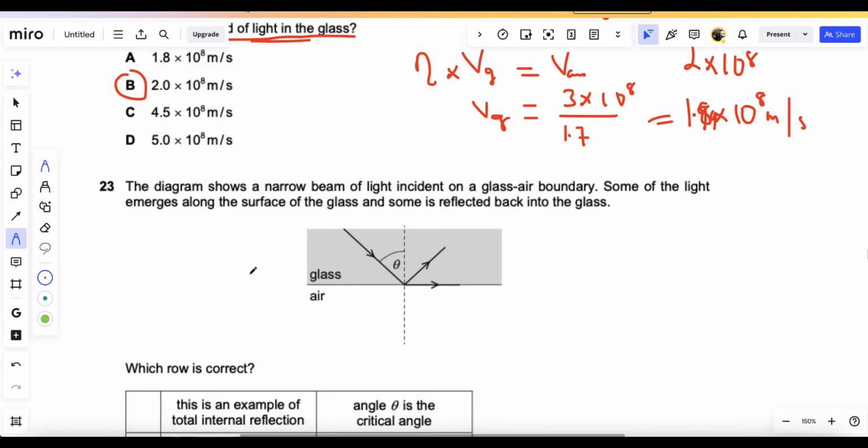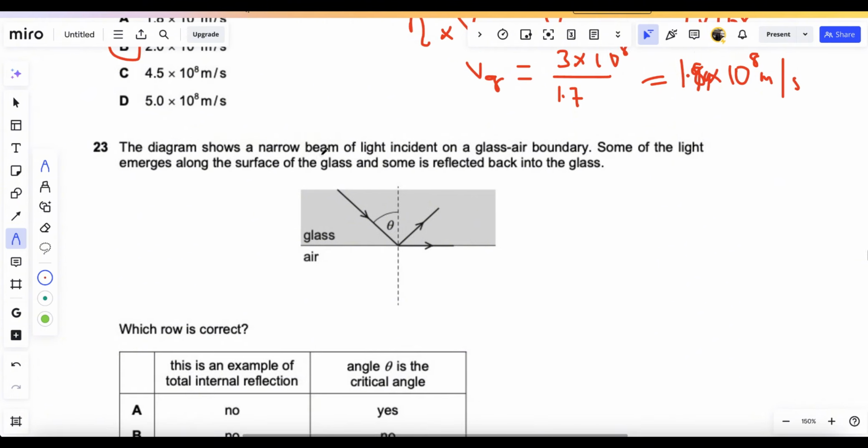Now let's move on to question 23. Let's quickly go through question 23. It says the diagram shows a narrow beam of light incident on a glass air boundary. Some of the light emerges along the surface of the glass and some is reflected back into the glass. Some emerge at the surface, like total internal reflection.